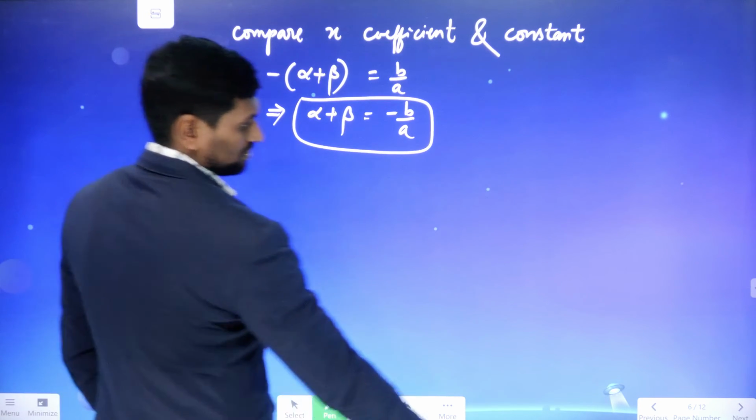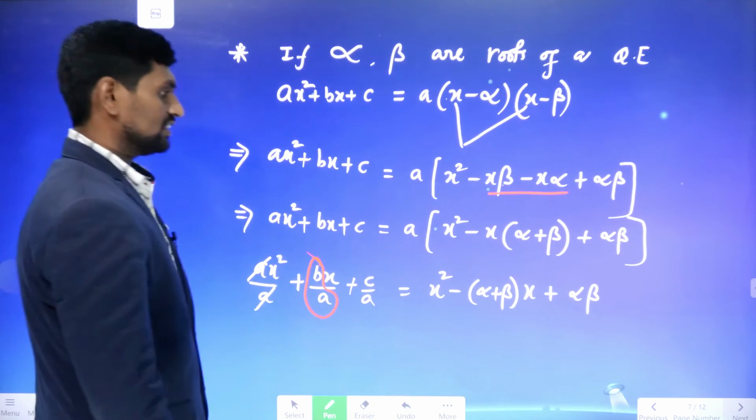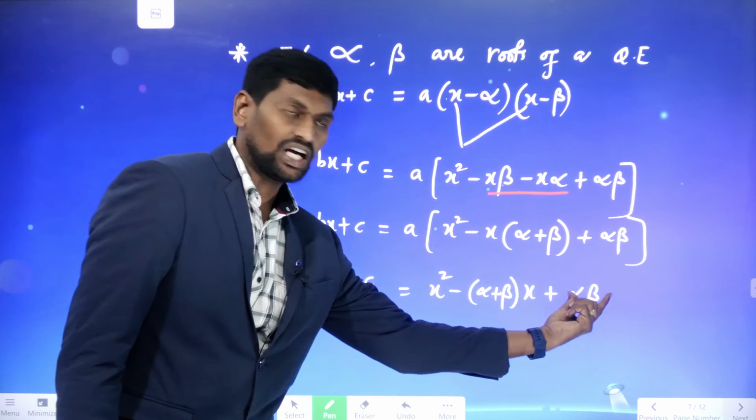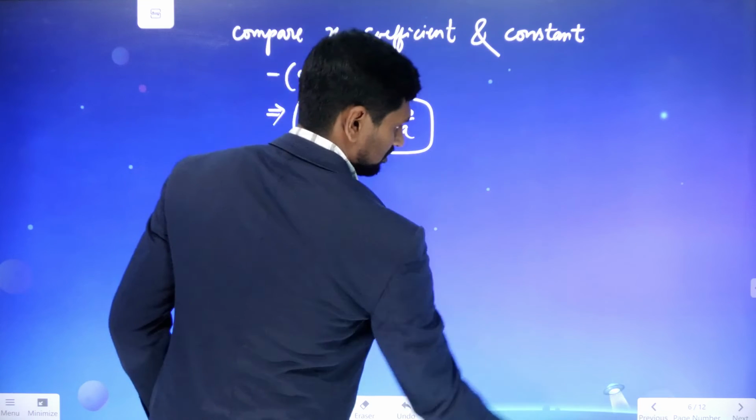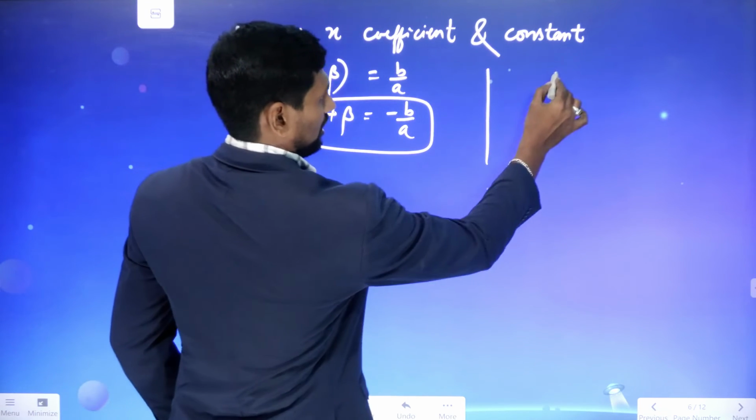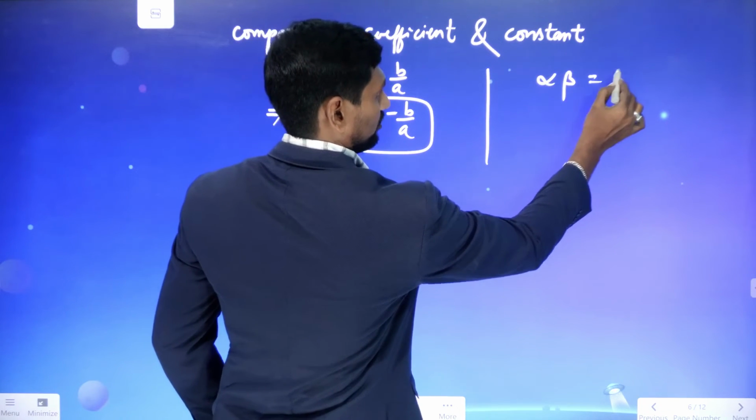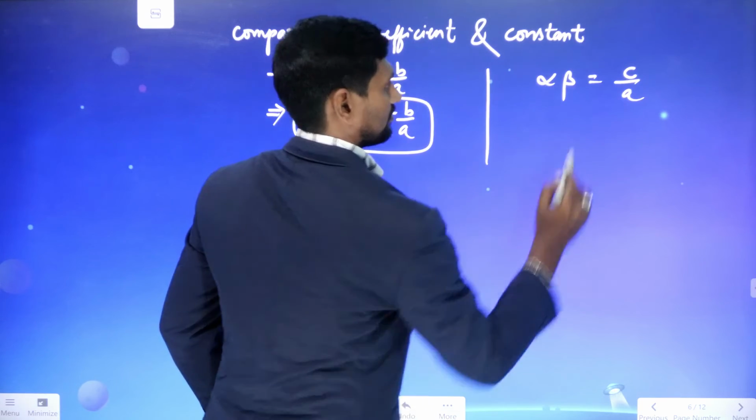Now constant terms. Check the constant terms here. Constant is alpha into beta. Here constant is c by a. Alpha beta equal to c by a.